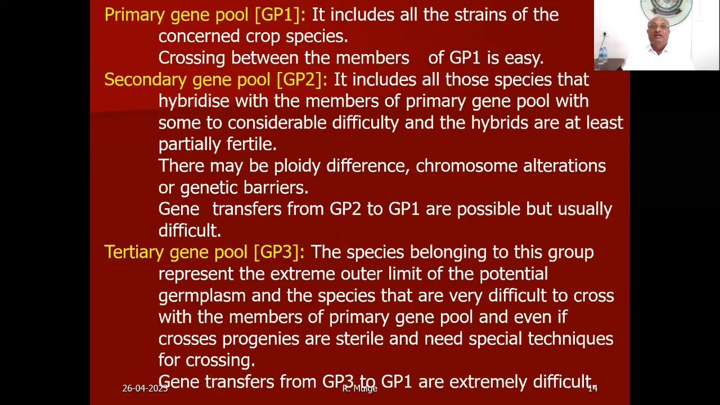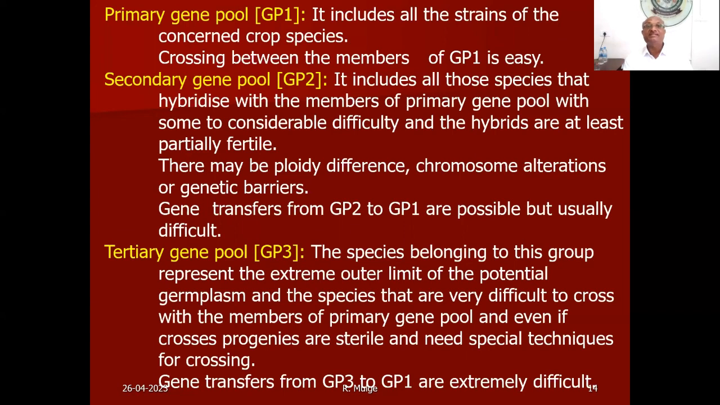Well, so now you call that the gene pool, right? This is the collection of the accessions. There you can classify whatever accessions you have collected into primary gene pool, secondary gene pool, and tertiary gene pool. So primary gene pool includes all the strains of the concerned crop species. Crossing between the members of GP1 is easy. Primary gene pool, first, they are easily crossable.